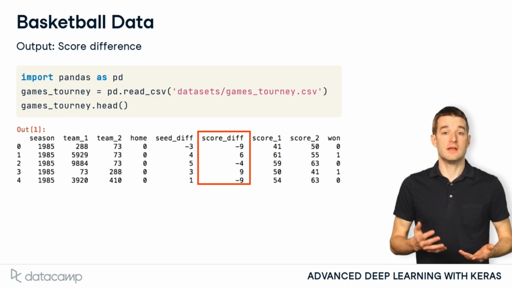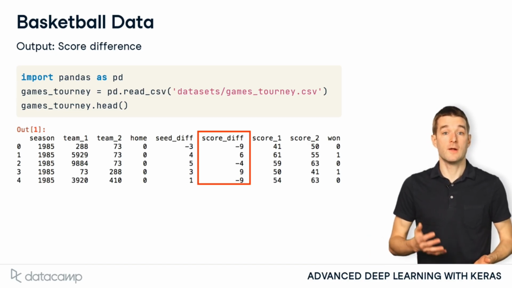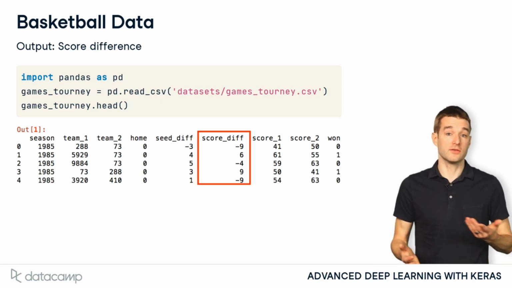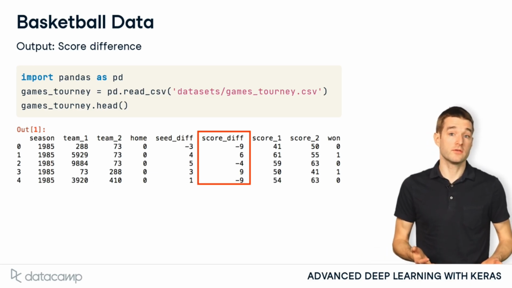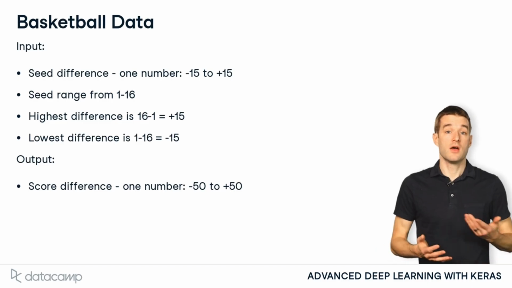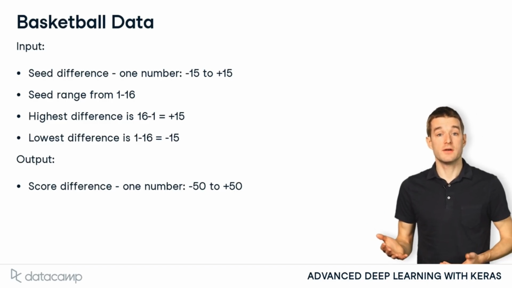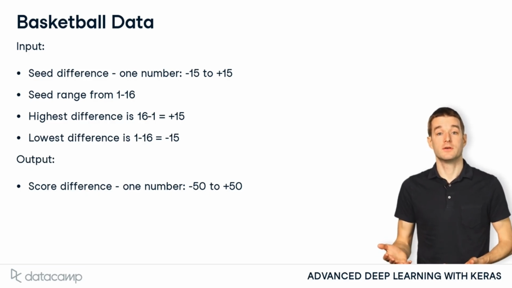For example, if Team 1 scores 41 points and Team 2 scores 50 points, the score difference is 41 minus 50, or -9. On the other hand, if Team 1 scores 61 points and Team 2 scores 55 points, the score difference is 61 minus 55, or +6. Therefore, your model has one input and one output. This is exactly the model you created in Lesson 1 and Lesson 2 of this chapter.